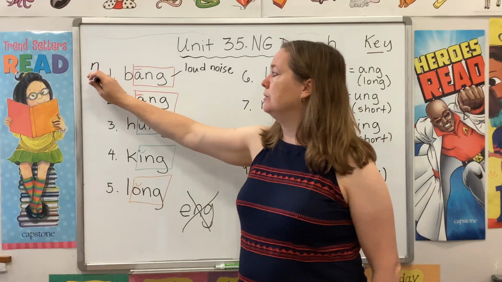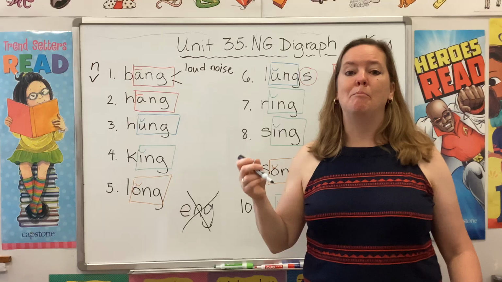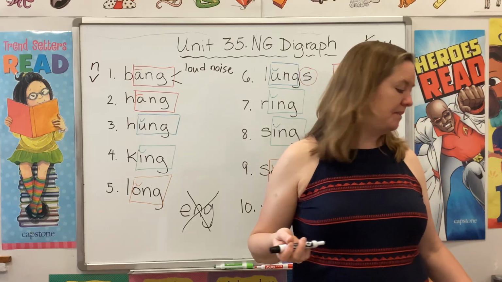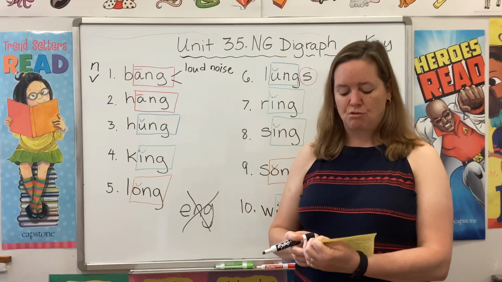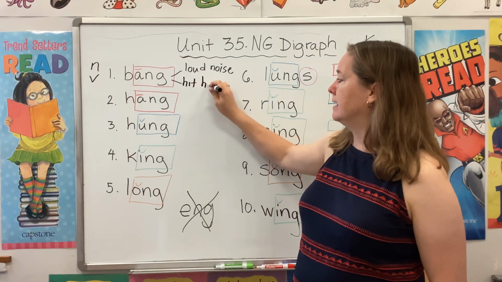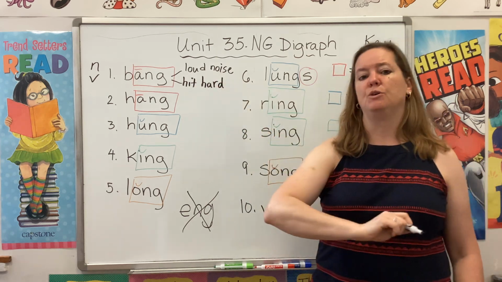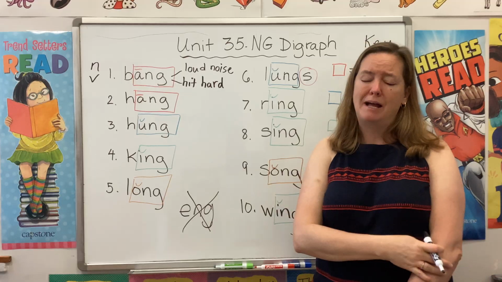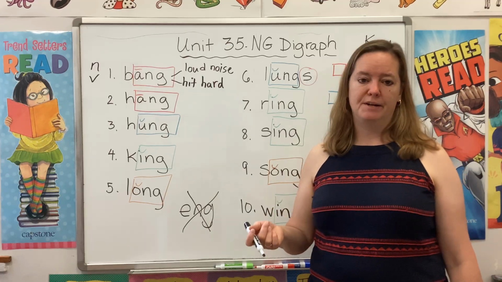It could also be used as a verb, an action word. Okay, if you bang your knee on the table, you're hitting it in a strong way. So for bang, I'm also going to write hit hard, right? If you bang something, you hit it hard. Might be your body part, might be a door, but if you bang it, you hit it hard.